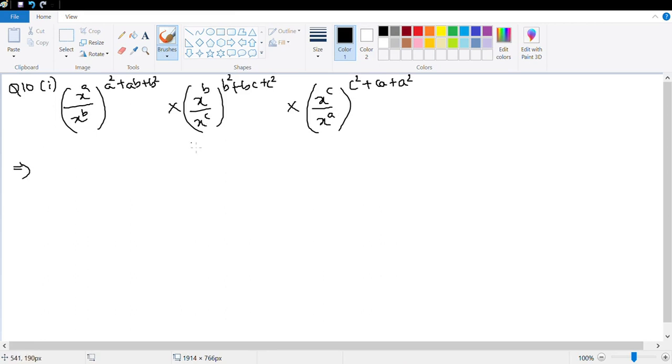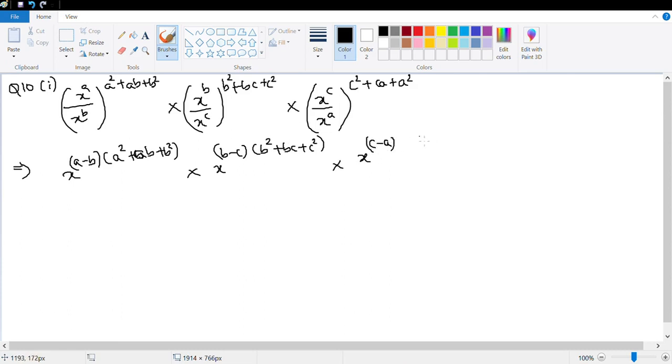Now I notice everything has the base x, so let me take everything in the numerator and see how it works. So this is x to the power a divided, which means minus b, and this is getting multiplied with a square plus ab plus b square. Here this becomes x to the power b minus c multiplied with b square plus bc plus c square. And here this is x to the power c minus a multiplied with c square plus ca plus a square.